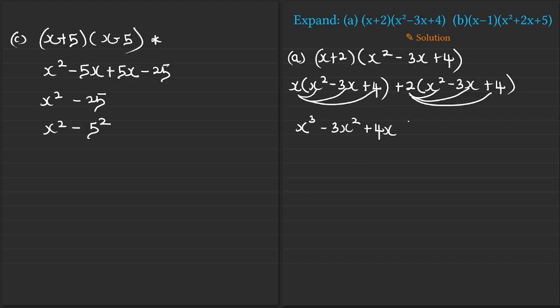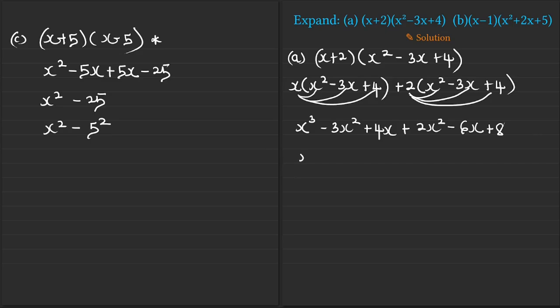So we have 2 multiplying x squared. That gives us a 2x squared. Then 2 multiplying a negative 3x gives us a negative, 2 times 3 is a 6, so 6x. Then 2 also multiplying 4 to give us an 8. After this step, what you do is you group like terms so you can simplify.